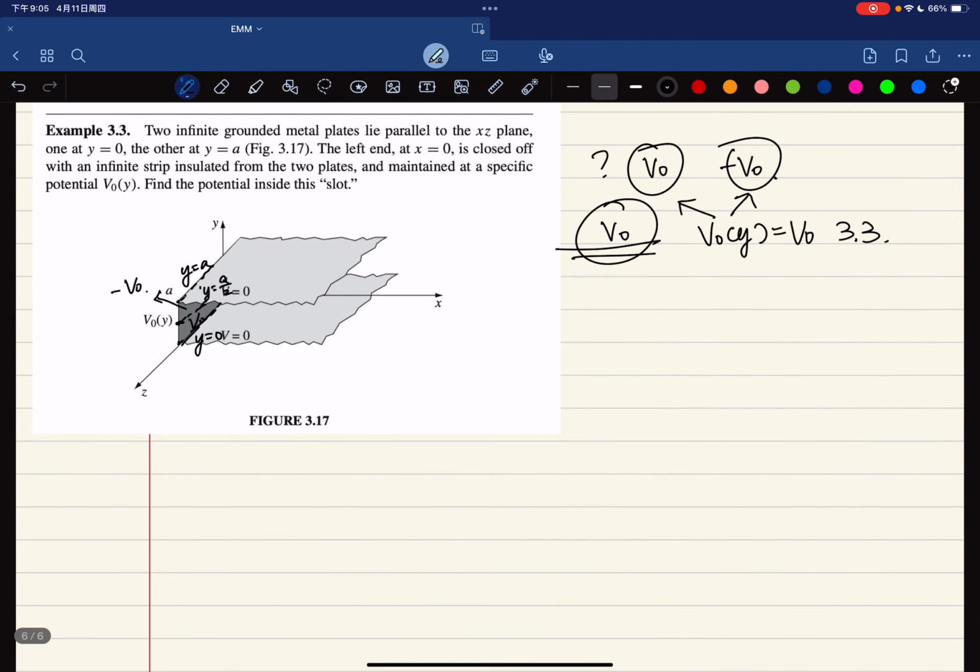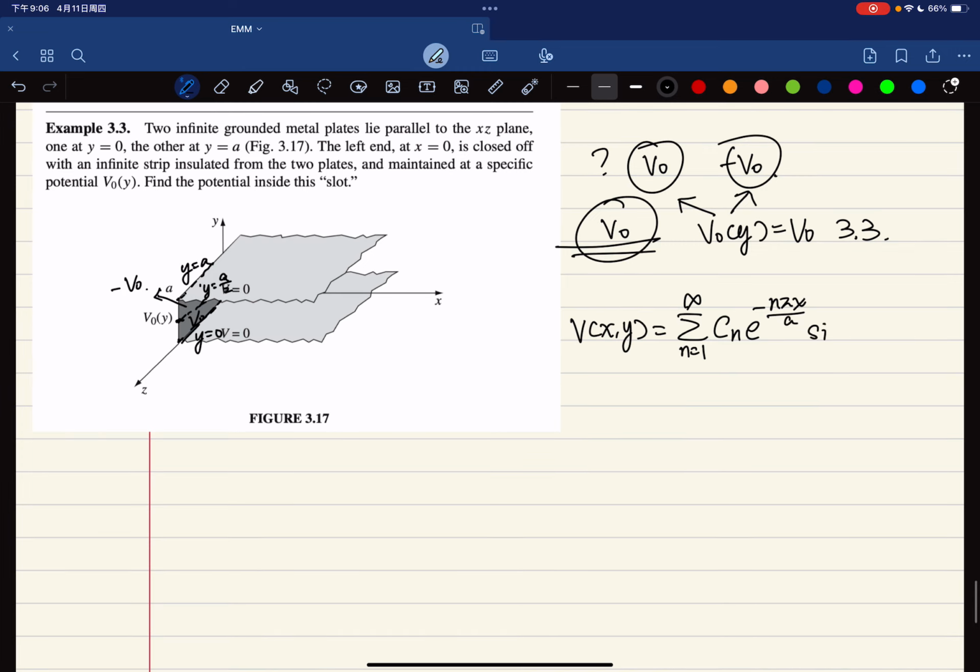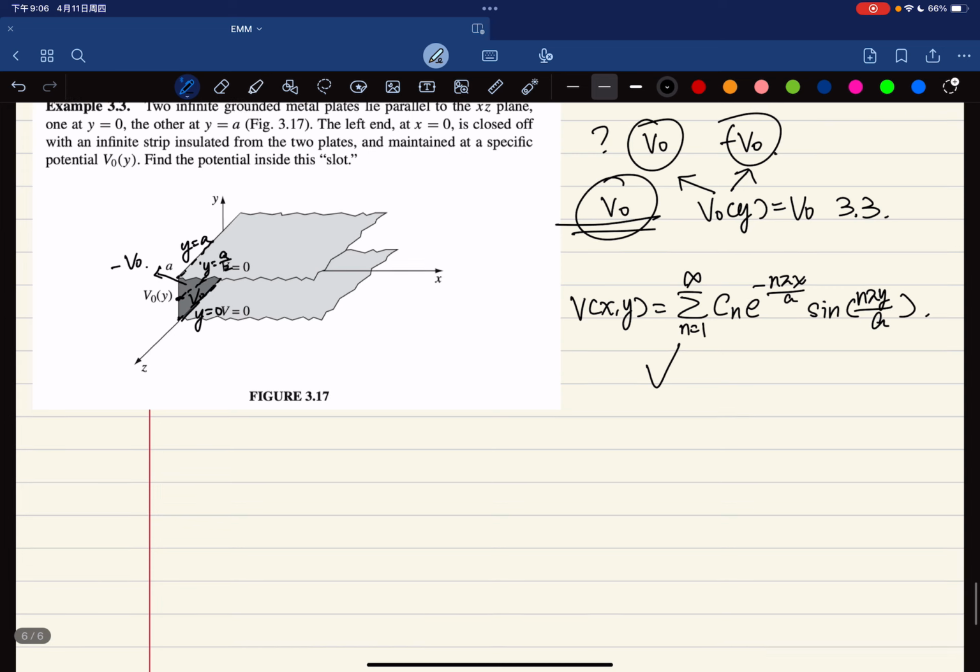So we can just use everything else from 3.3. For example, we can use the general solution because the general solution derives from other boundary conditions. That's the reason we can use it. Okay, we can use this. What else can we use?